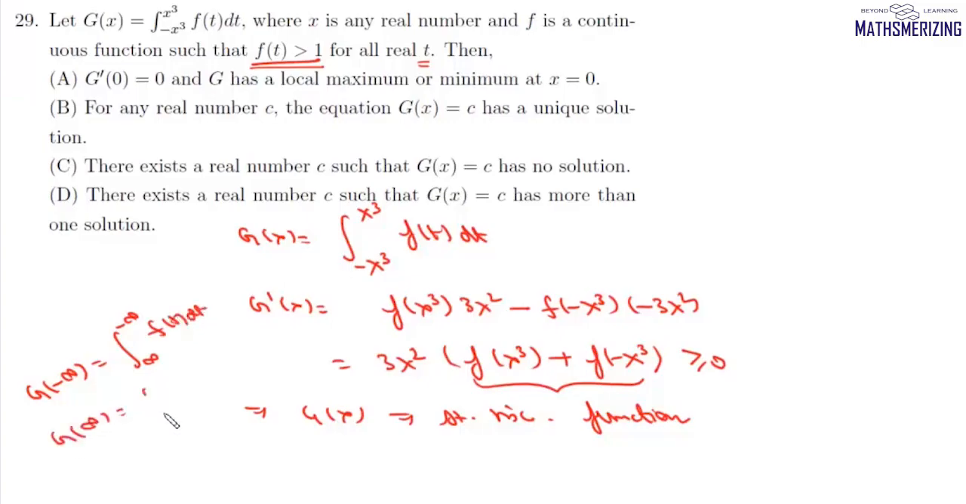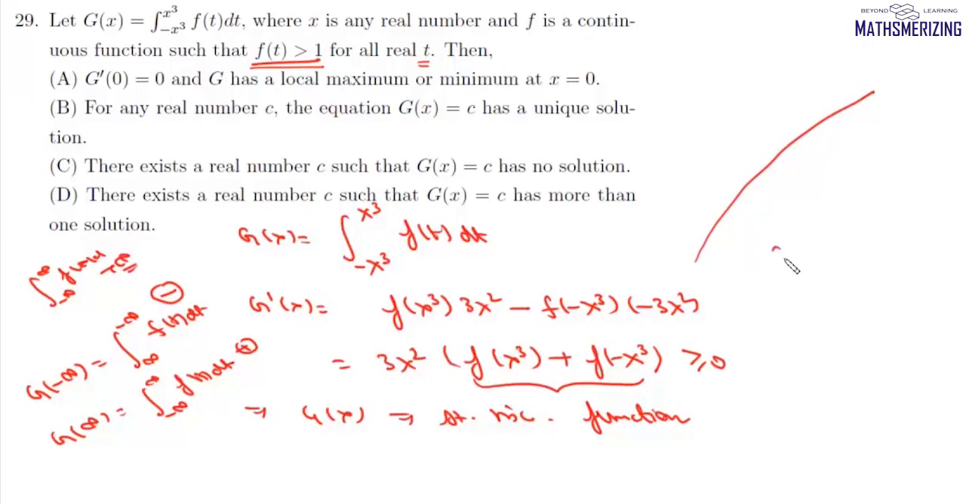Now if we consider g(−∞), this value will be the integral from ∞ to −∞ of f(t) dt, and g(∞) will be the integral from −∞ to +∞ of f(t) dt. Now since it is a strictly increasing function, this value must be negative and this value must be positive. And this integral from −∞ to ∞ of f(x) dx approaches infinity as f(t) is a positive function. So this g(x) takes values from −∞ to +∞ and it is strictly increasing.